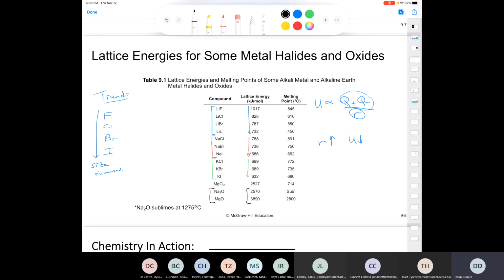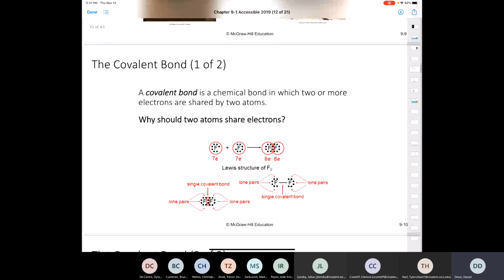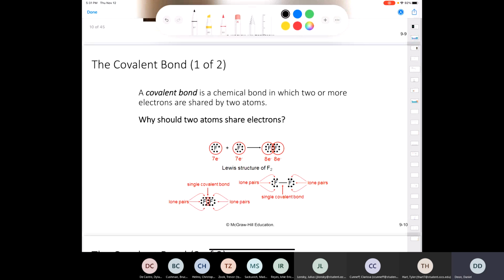So why don't we just move on from ionic bonds and get into what the major portion of this chapter is about, and that is covalent bonds. Okay, the major part of this chapter is about covalent bonds. So we've discussed ionic bonds. Ionic bonds are an electrostatic force between a metal cation and a non-metal anion. That's all we've talked about this evening, are ionic bonds.